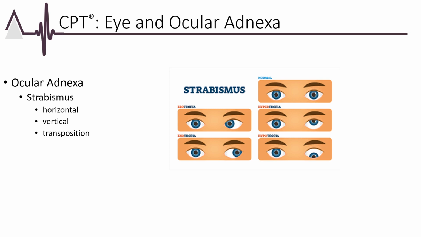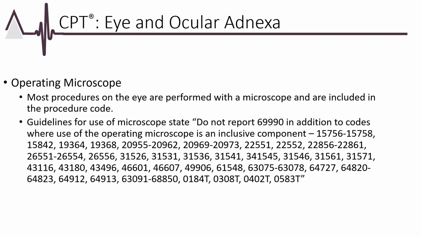Strabismus surgery in this section is grouped into that performed for horizontal and vertical muscles. With the transposition procedure, the superior rectus muscle is transposed or moved. Adjustable sutures can be placed in strabismus surgery. This section of CPT contains valuable pictures worth reviewing to make sense of these procedures. Most procedures on the eye are performed with a microscope and are included in the procedure code. Pay close attention to the guidelines indicating when not to use the microscope.